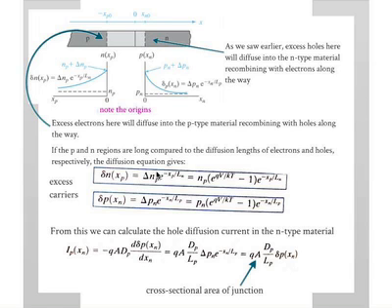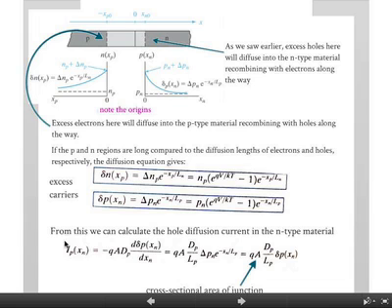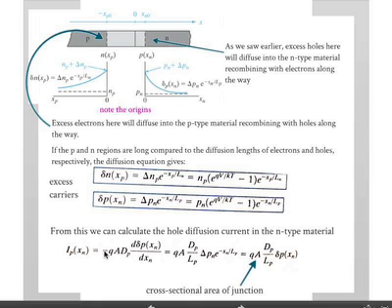Okay? So same thing for holes. That's for electrons. From this we can calculate the hole diffusion current in the N-type material. The hole diffusion current is given by, it's a negative sign because remember the holes diffuse from high concentration to low concentration.